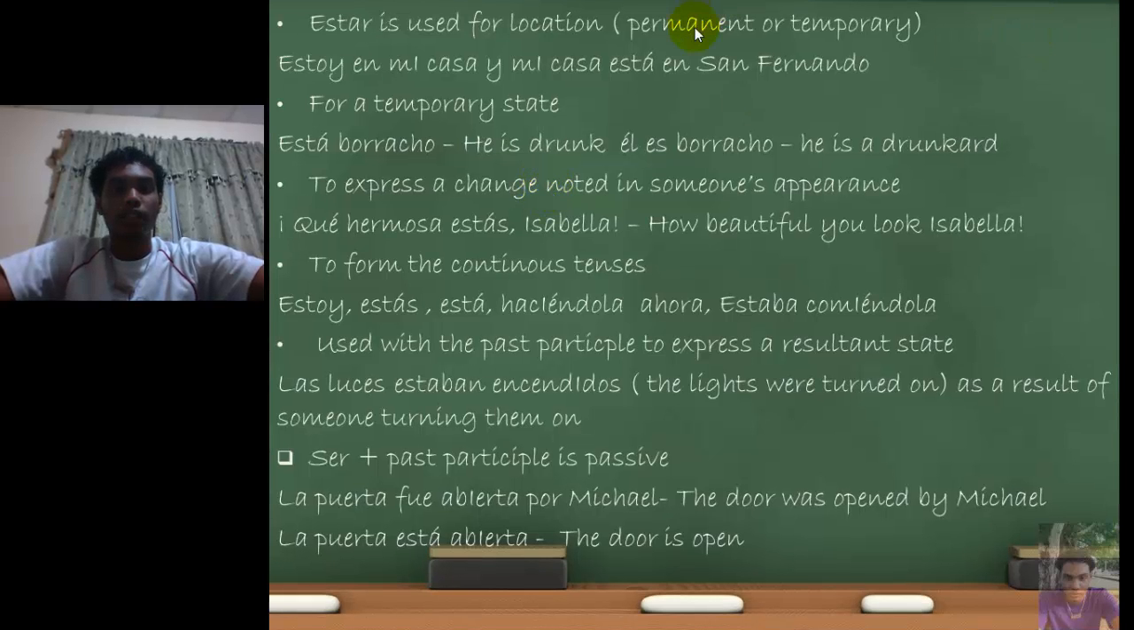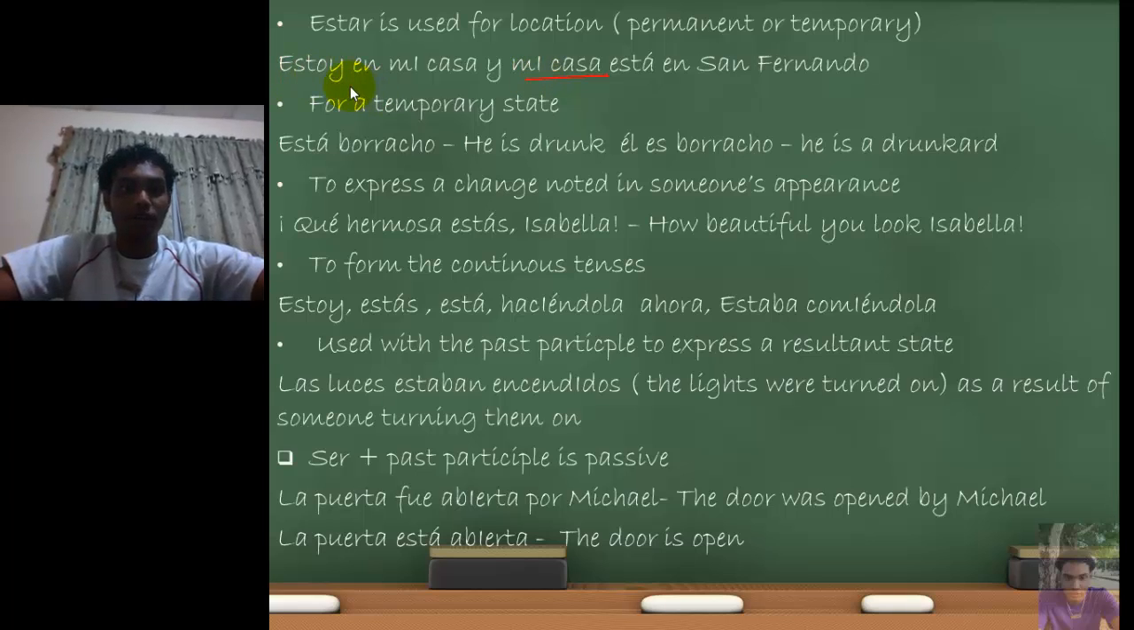Let's move on to estar. This is basically for location, whether it be permanent or temporary. So I've used an example here. Estoy en mi casa y mi casa está en San Fernando. My house would probably always be in San Fernando. Right? But at the moment, I am in my house. Okay? So I hope you all understand the difference there.